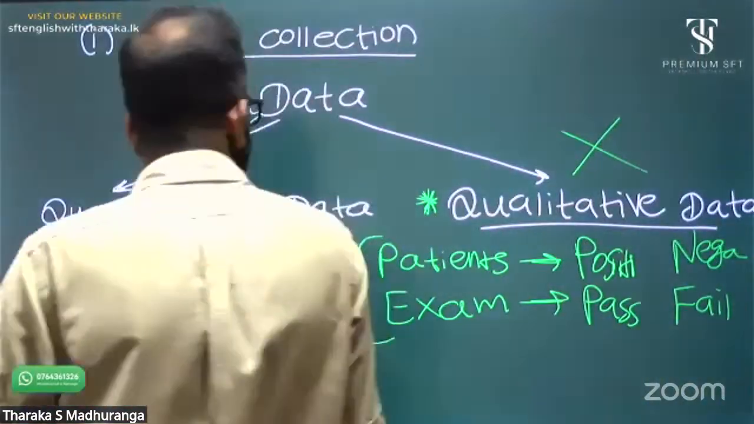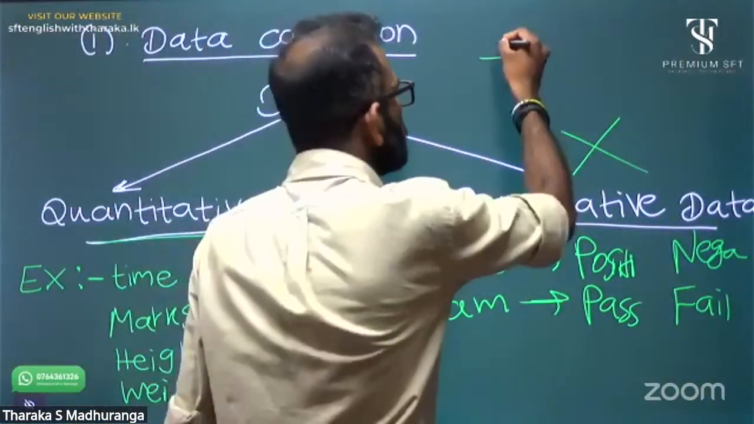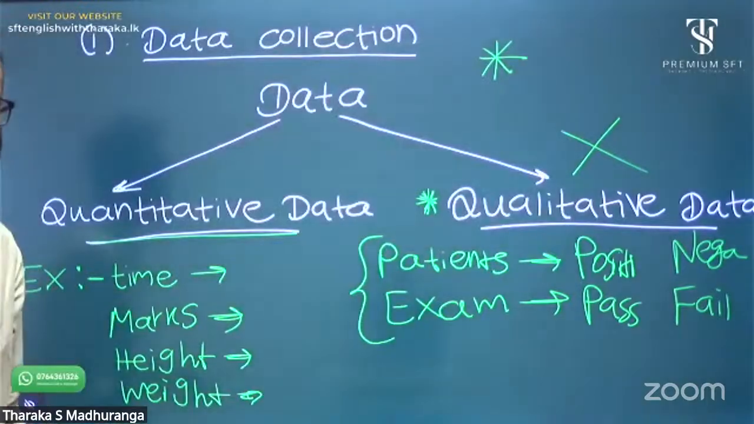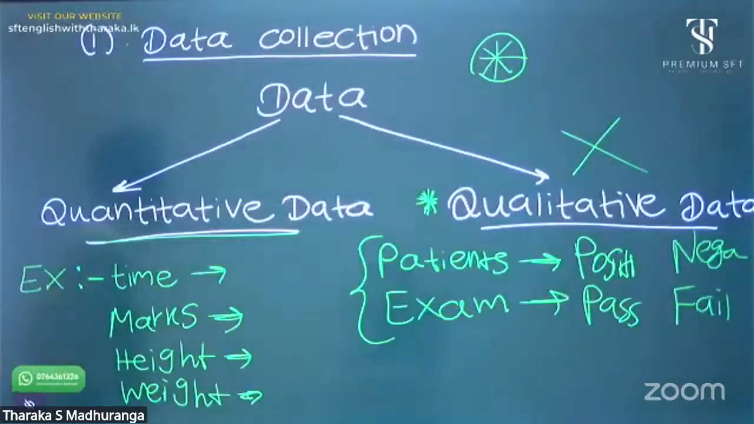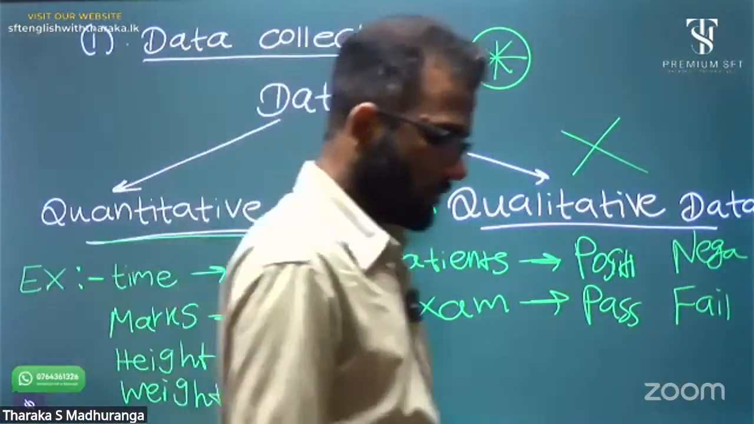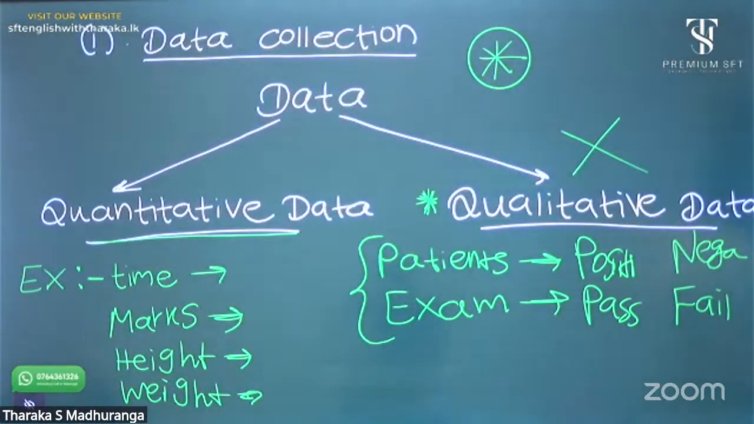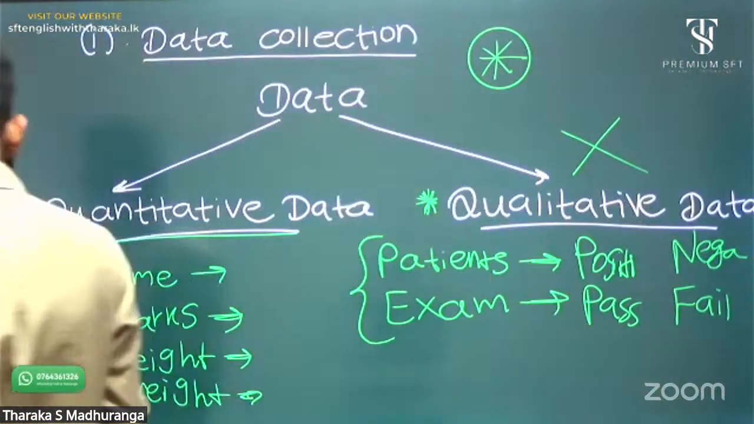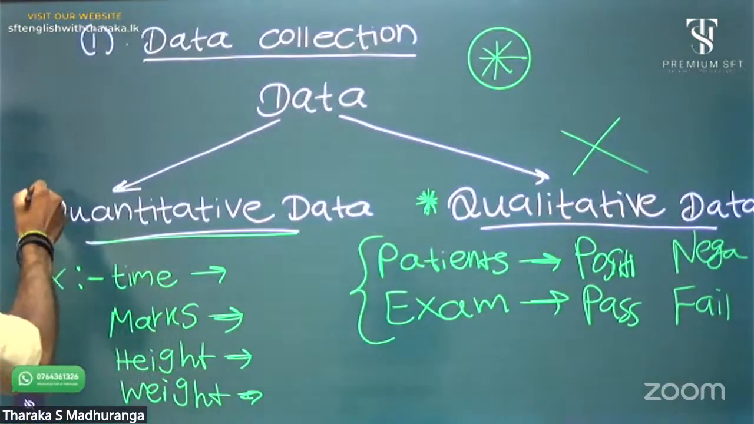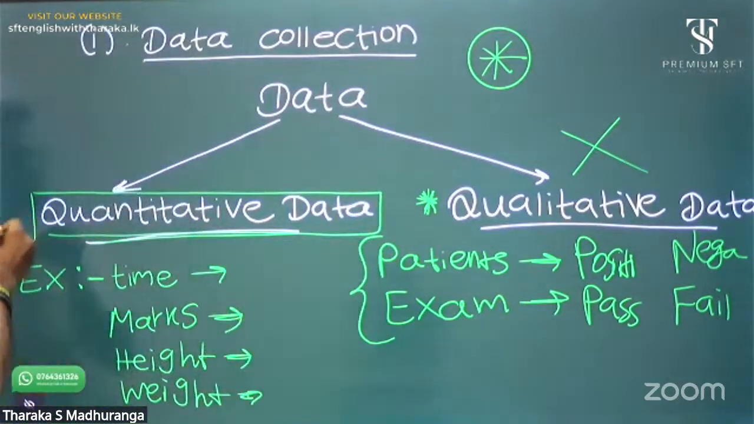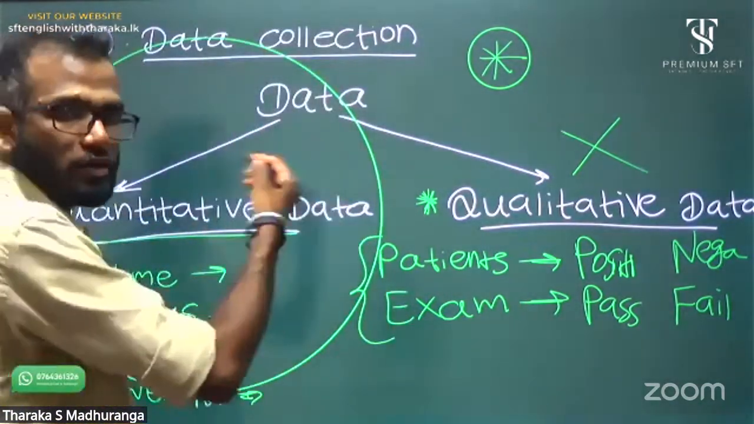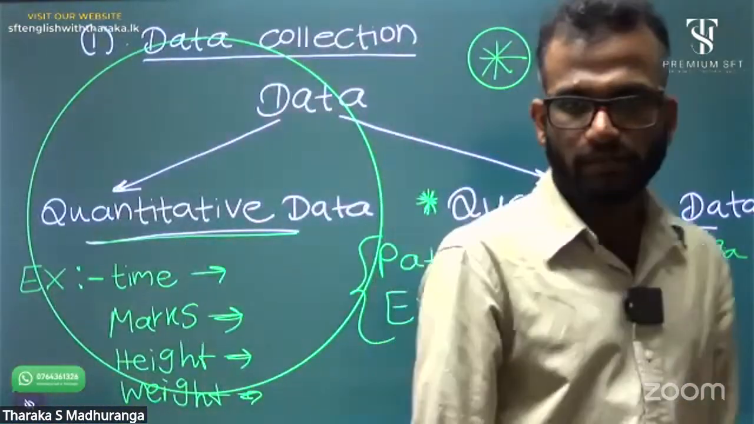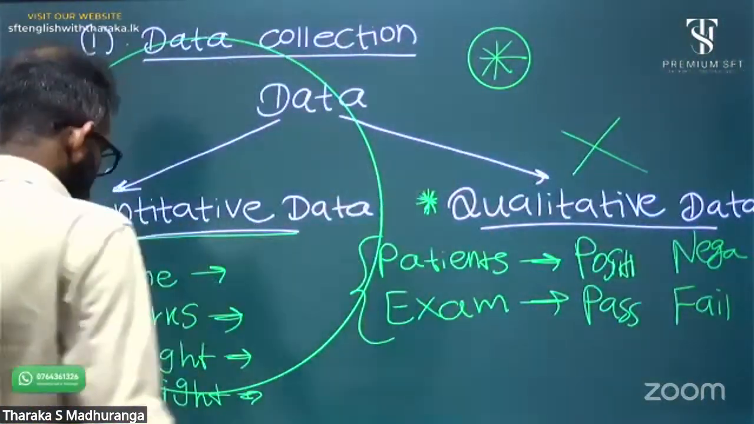Okay, that's enough. Write down the final theory point with a star mark. In this lesson, we are only dealing with quantitative data, not qualitative data. Quantitative data. Okay, theory is done now.